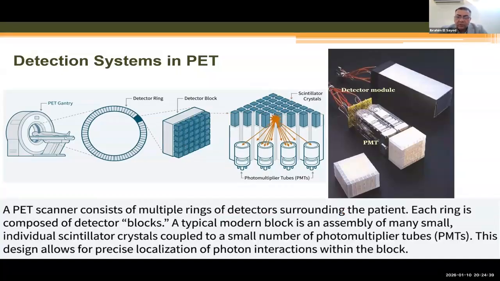Moving bigger to the detector ring. The detector ring typically has a diameter from 85 to 90 centimeters for most scanners. It enables, of course, 360 degrees coverage. Finally, the scanner assembly, which is here. So it's a closed, covered gantry, and it has a huge number of crystals, reaching from 10,000 to 20,000 per scanner.